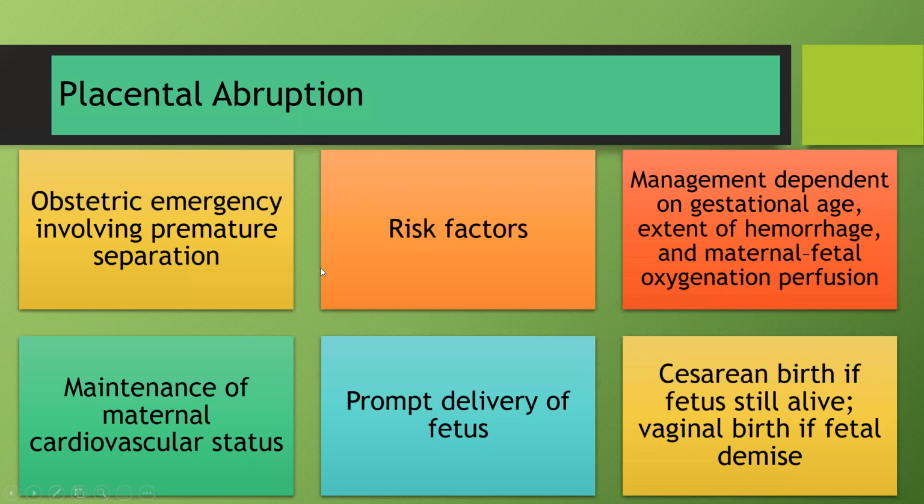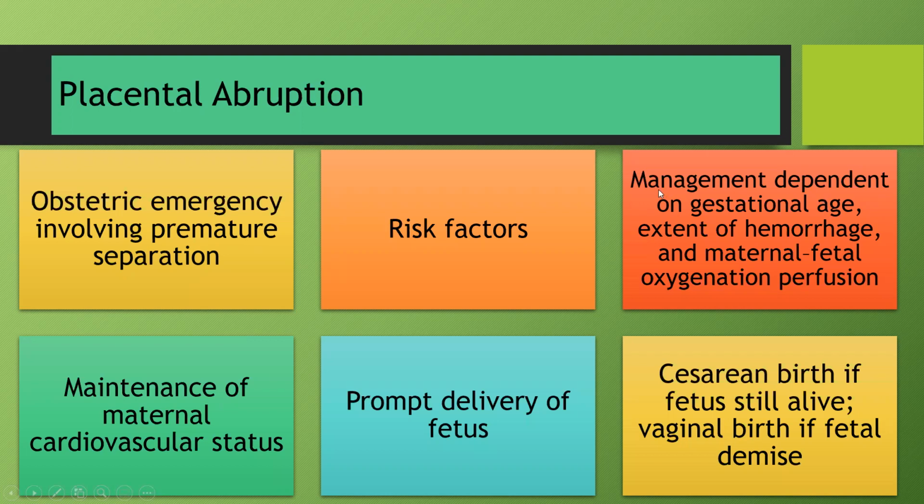Now we're going to switch gears and talk about placental abruption. We did talk about this in our pregnancy, but now we're going to look at how it affects delivery. So this is an emergency involving the premature separation of the placenta from the wall of the uterus. Risk factors of this are a lot of the same risk factors we've seen.